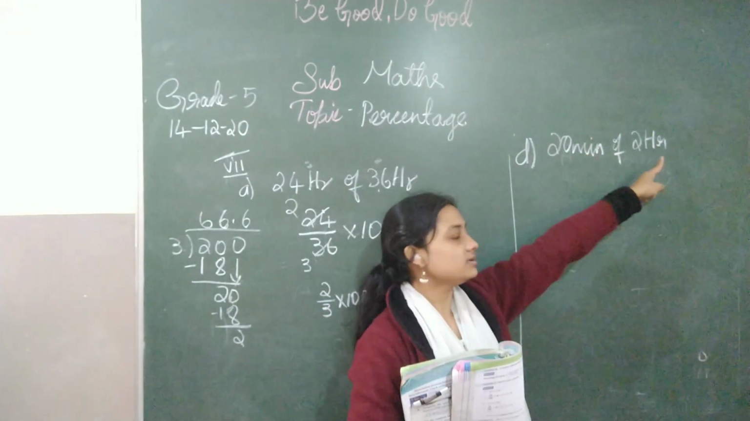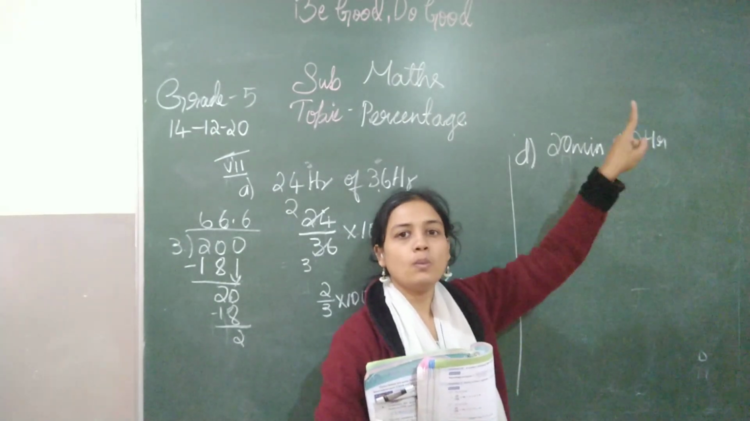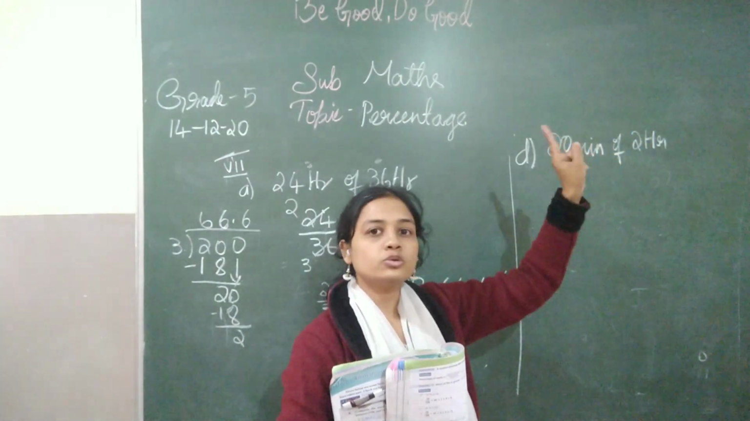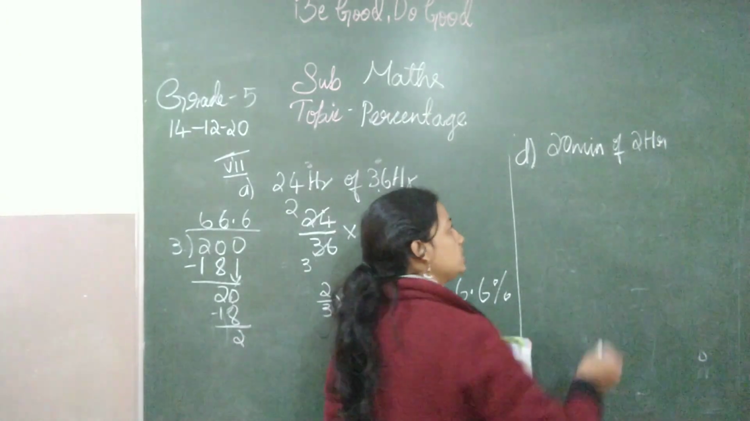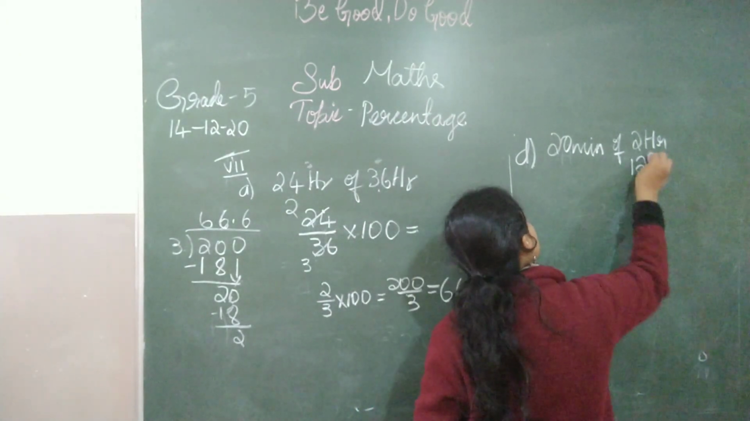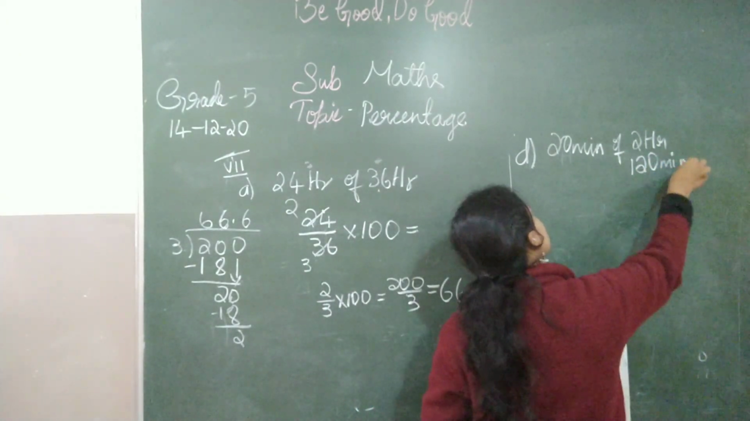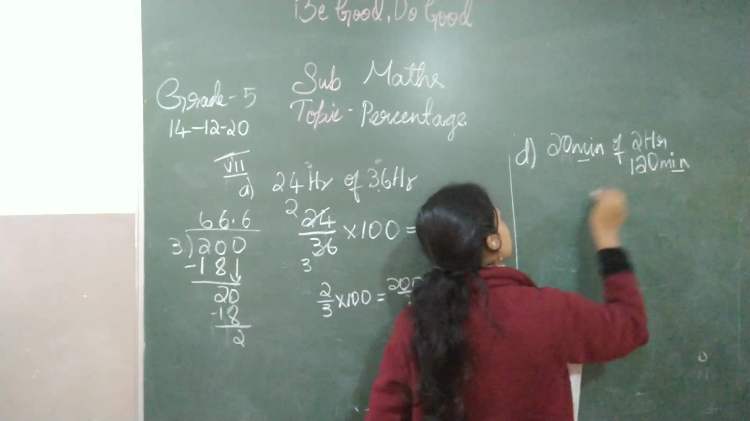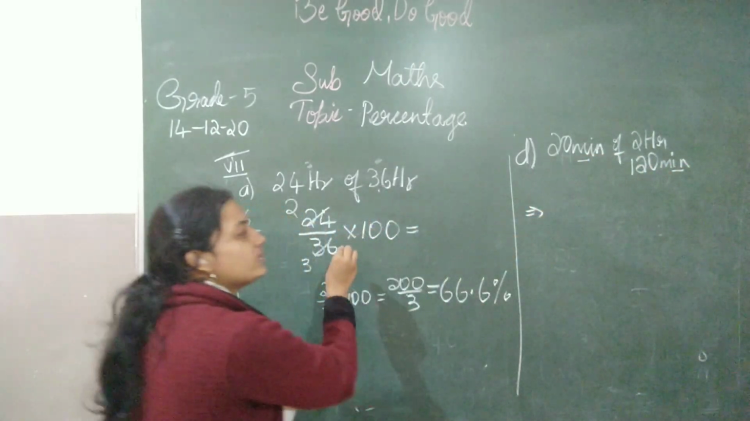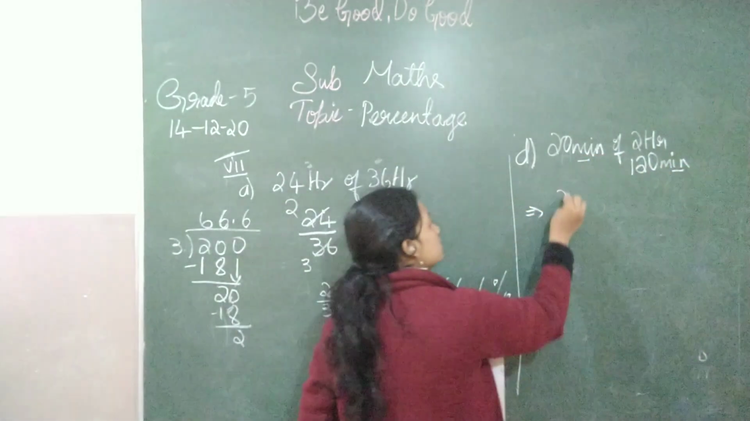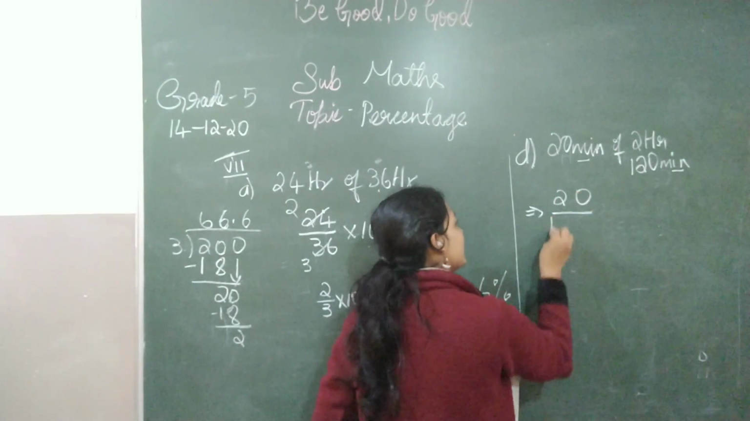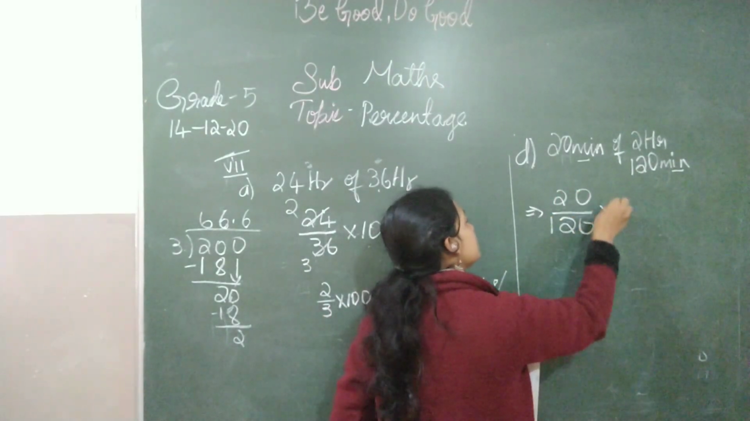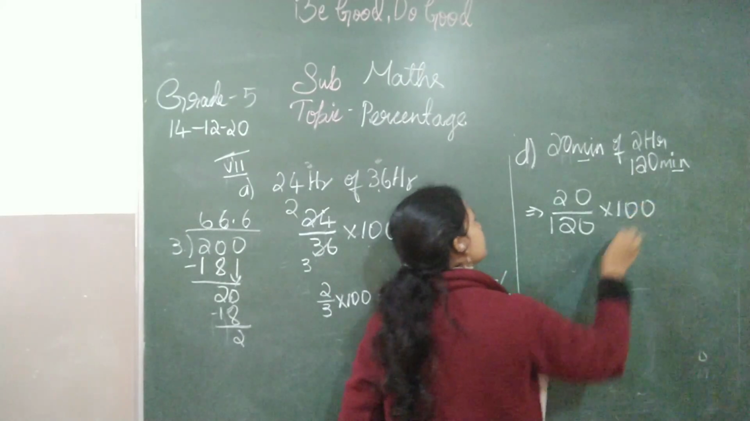So 2 hours is equal to how many minutes, children? 1 hour is 60 minutes. So 2 hours will be 120 minutes. Both are in minutes now. So now I will follow the same step here. That is 20 divided by 120 into 100.